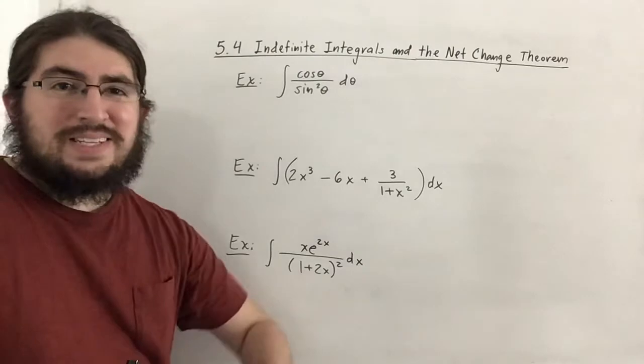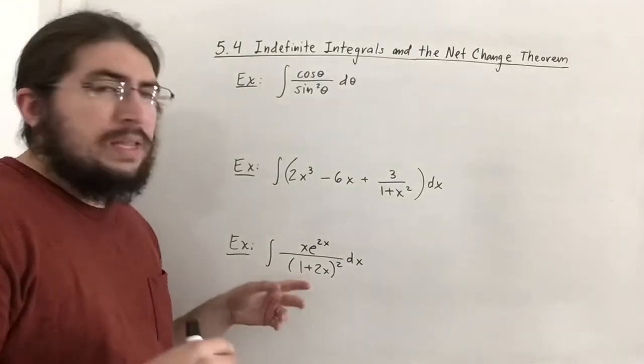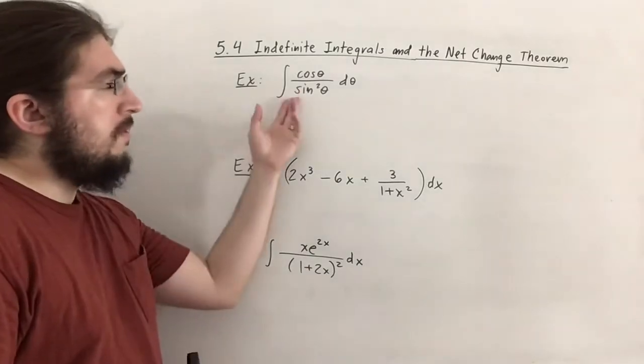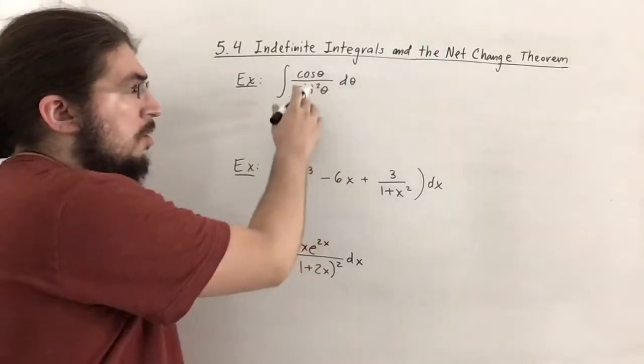My indecisiveness, I know, shows sometimes. But believe me, it'll be worth it. This one's going to be a little bit of a challenge. We'll talk it through. But for the first one here, notice we have cosine over sine squared.